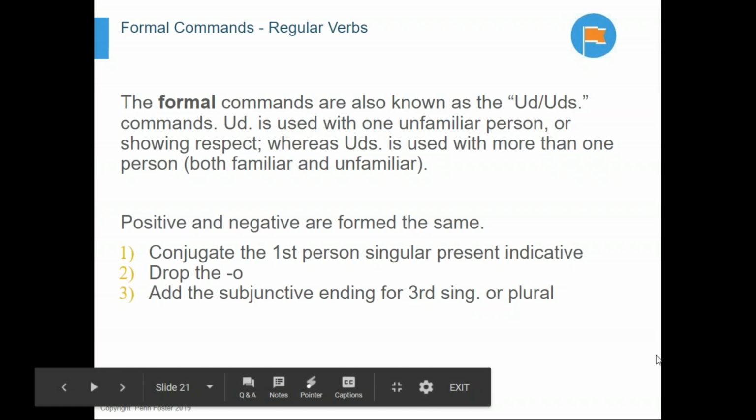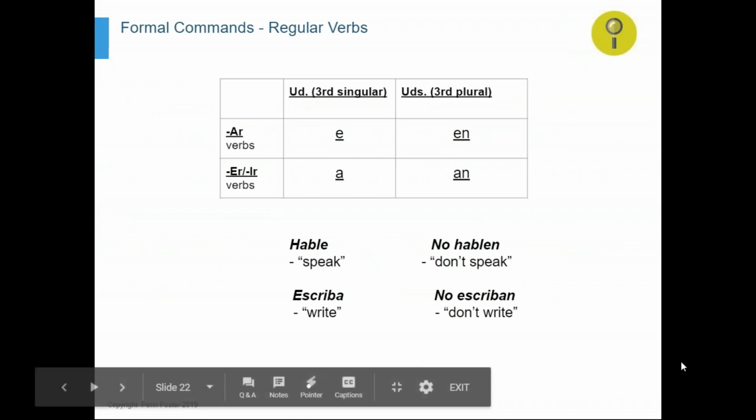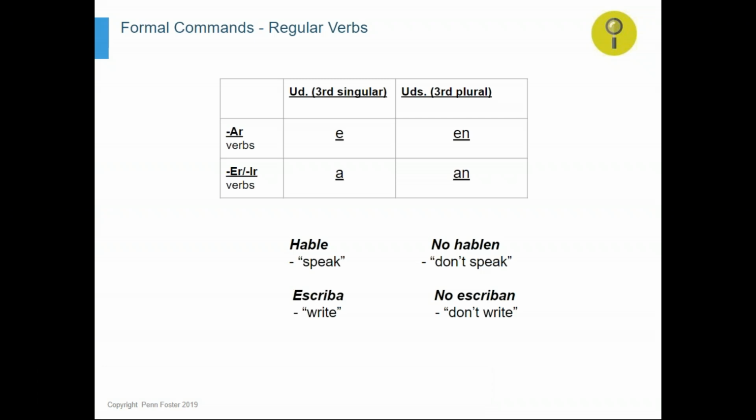Okay, so you must follow those 3 rules if it is basically a regular formal command. And just as a reminder, these are your subjunctive endings for third singular and third plural. AR on the top, using the opposite endings, the letter E or EN, and IR using the letter A or the letters AN. And you have some common examples down below.